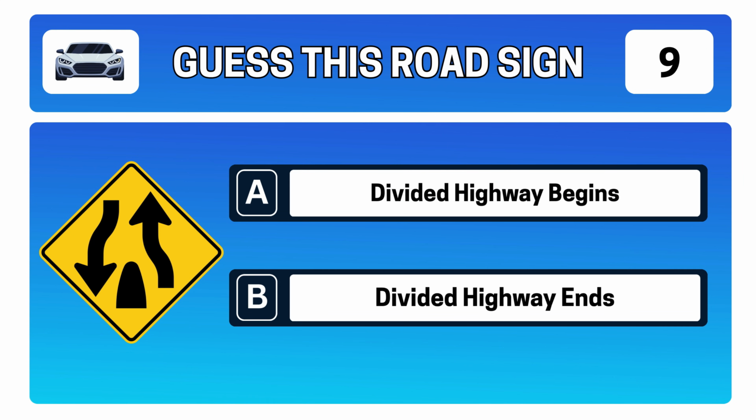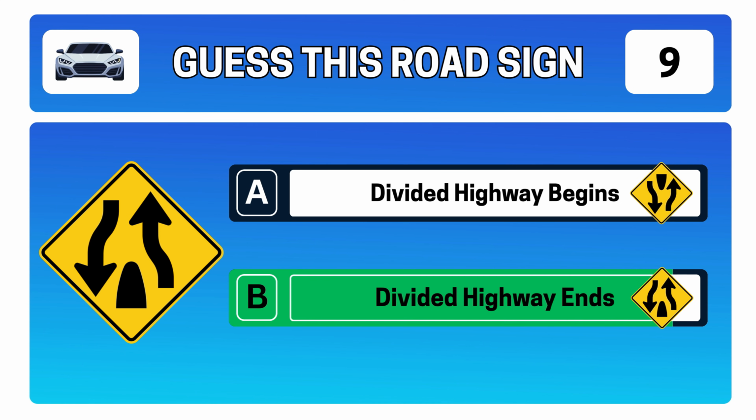Guess this road sign. A. Divided highway begins. B. Divided highway ends. Correct. It is the divided highway end sign.